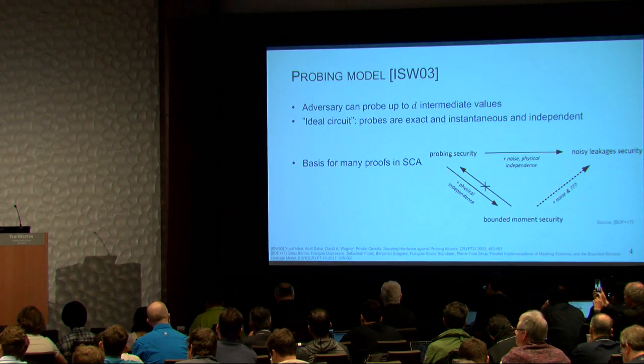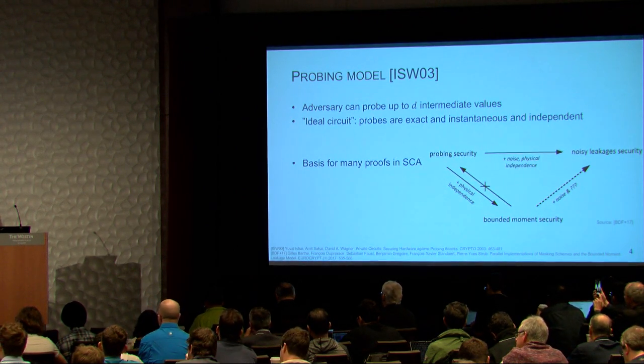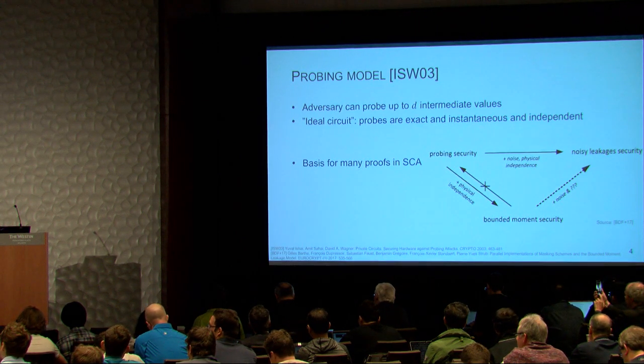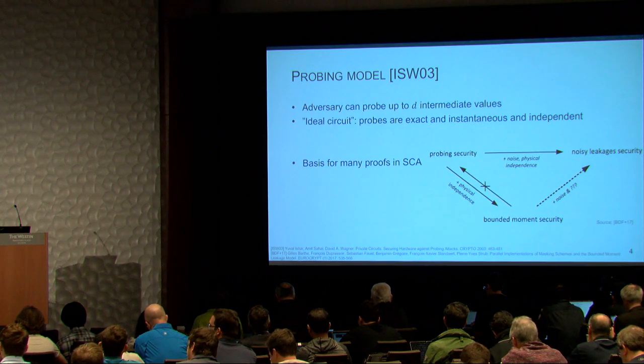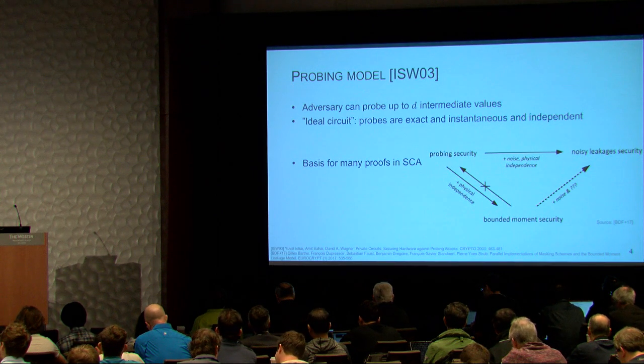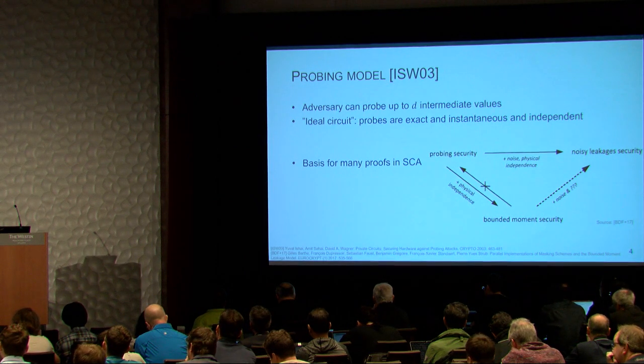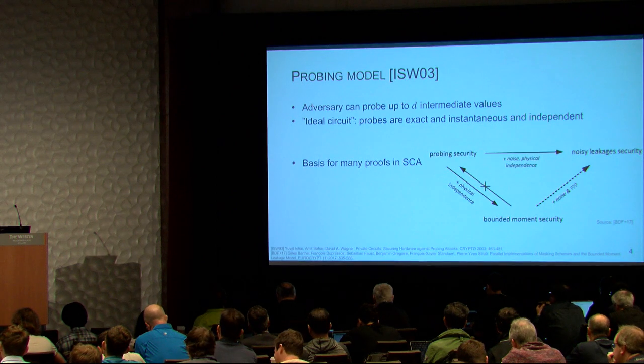calculation. The reason that this model is so popular is that it has been proven that security in this model also implies security in other more realistic models, like the noisy leakage and the bounded moment security model. And basically, we assume that if our masked implementation is secure in the D-probing model, then we provide security against an adversary performing D-th order DPA.